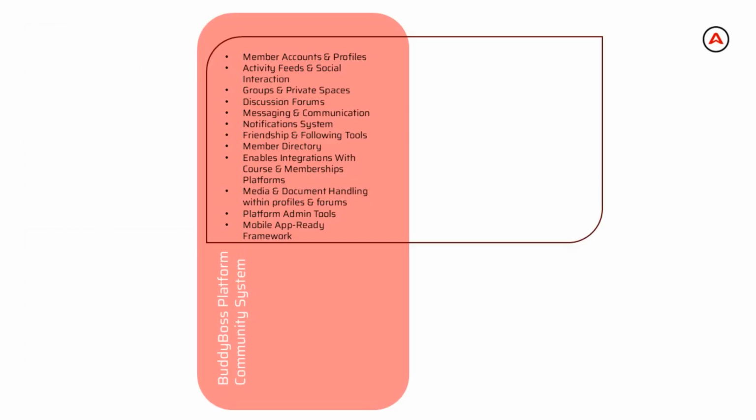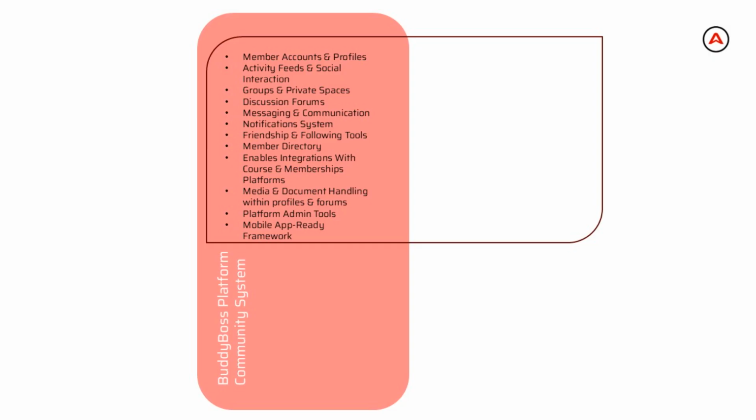The salmon stack represents the BuddyBoss platform, which is the heart of the community system. This is the layer that brings Basecamp to life by giving members profiles, activity feeds, groups, forums, messaging, notifications, and all the social tools that help people interact and stay connected. These features work together to create a unified and engaging community experience.